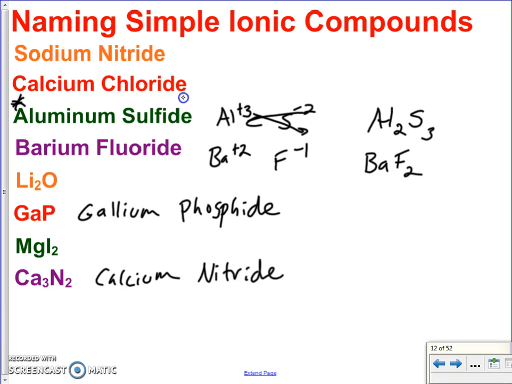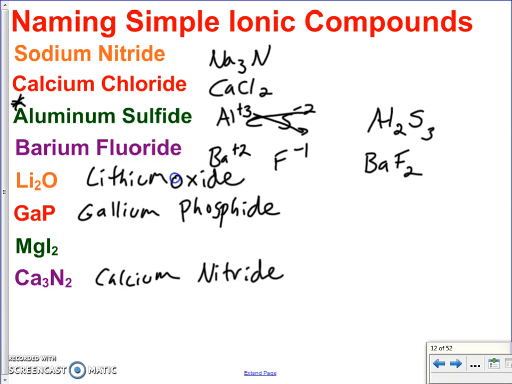Go back through and look at these other 4 that we haven't done. Make sure you're able to do them, just so you have an idea. Sodium nitride is going to be Na3N. Calcium chloride is going to be CaCl2. Li2O is going to be lithium oxide. Okay, and there's a space between that. And then magnesium iodide.